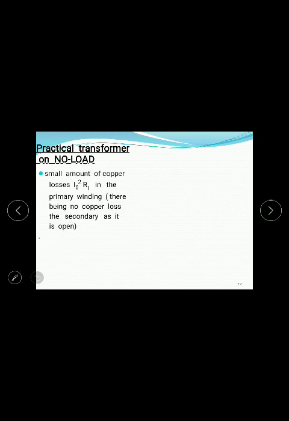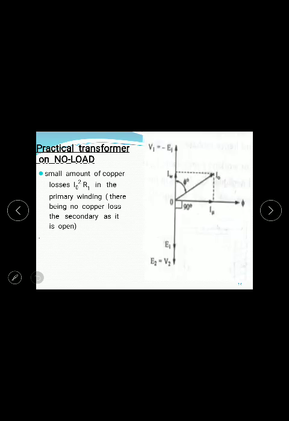Small amount of copper losses, I0 square R1, occur in the primary winding. There are no copper losses in the secondary as it is open. So due to this I0 square into R1 at the primary side, that is called copper losses.